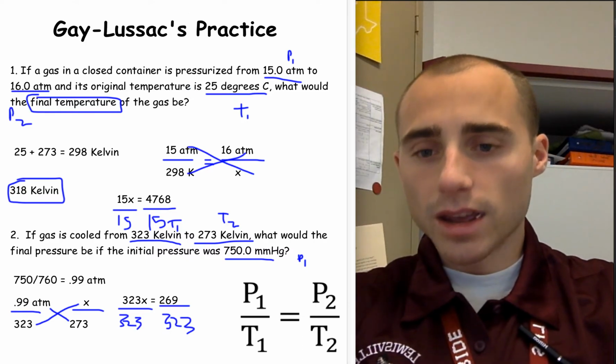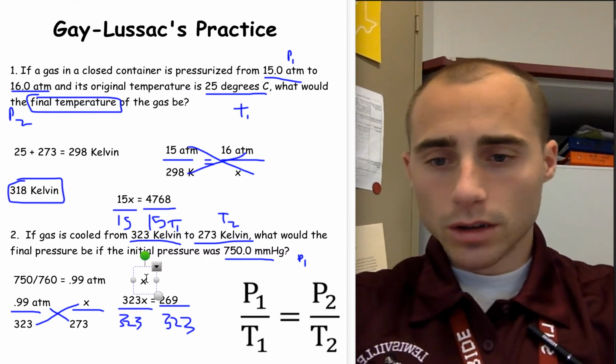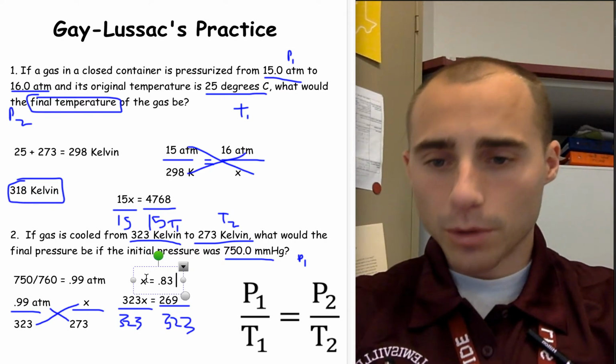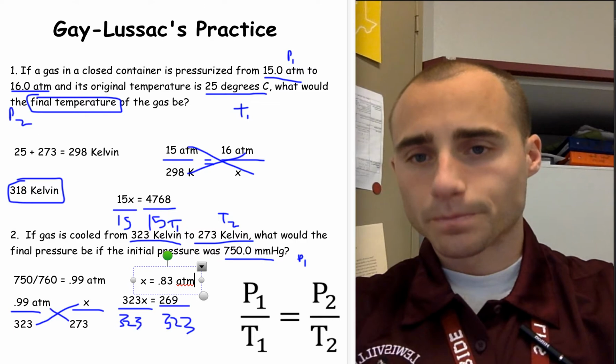We end up with 0.83. X equals 0.83. And what were we measuring in? What would be the final pressure? So it would be 0.83 ATM. Does that match our law?